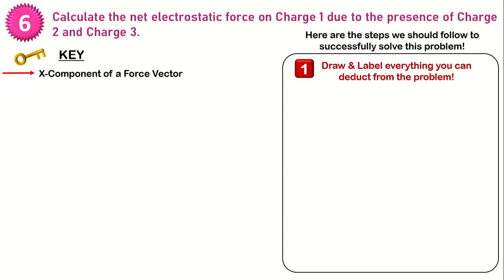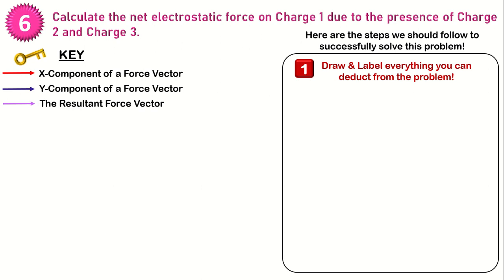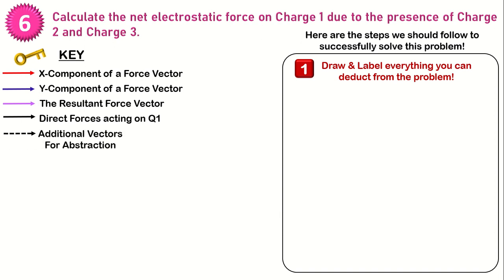So, alright, the red arrow is going to represent the x component of a force vector. The blue arrow is going to represent the y component of a force vector. The purple arrow is going to represent the resultant force vector. The black arrow is going to represent the direct forces acting on Q1, or charge 1. And the dashed arrows are going to represent additional vectors for abstraction. Alright, so let's start diagramming this out.